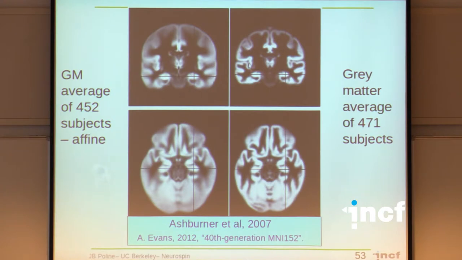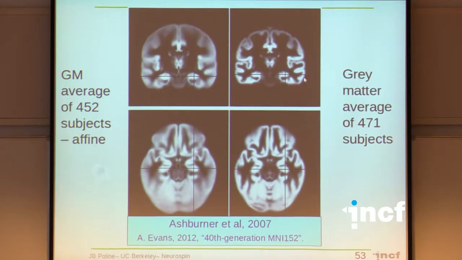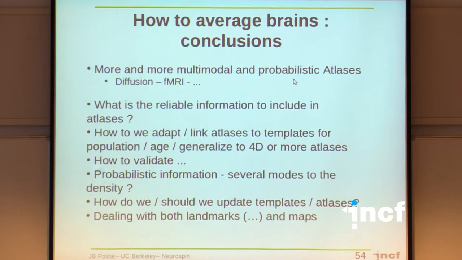This is John Ashburner's work on templates, the average of 452 subject anatomies, and you see very little gyrus and sulci information in this average. There's some smooth information, and that's because we're using a better algorithm to match things. Given the constraint of the validation by Arno Klein, you see that the sulcal and anatomical information is getting better and better.